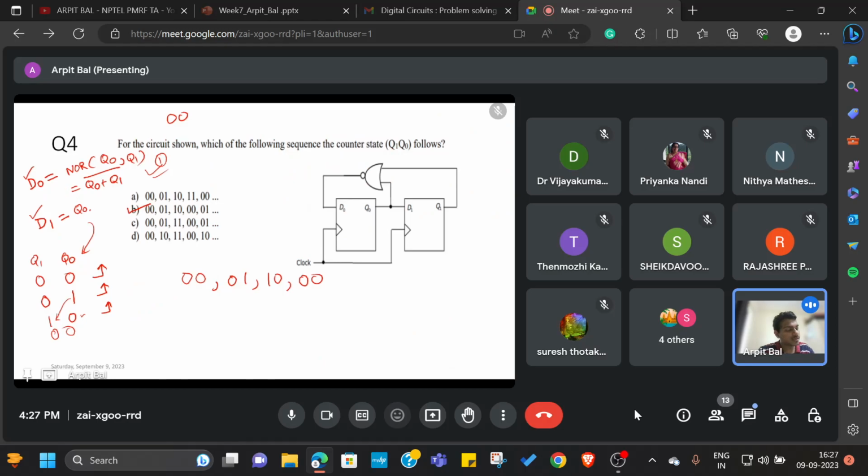So the next thing that we did is, we were given a circuit, and this standard method we are going to follow everywhere, that you figure out the equations that are going to the input of the flip-flop. Yes, Suresh, you have a doubt?